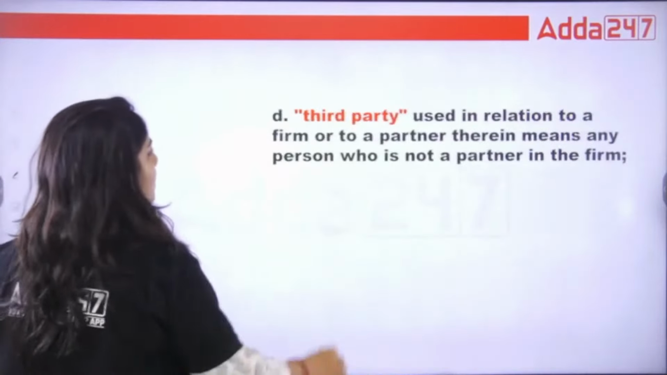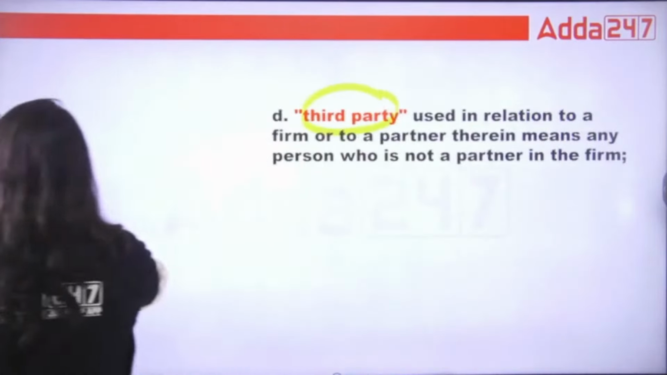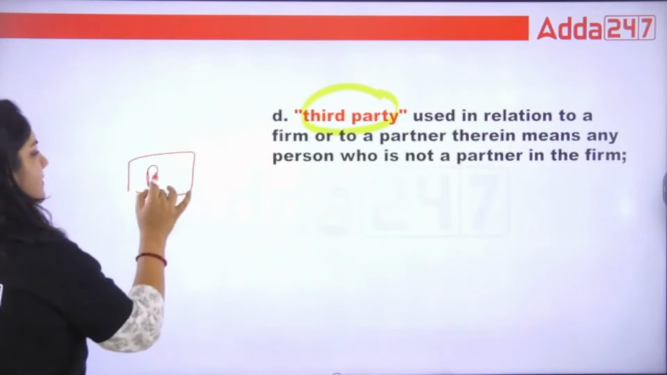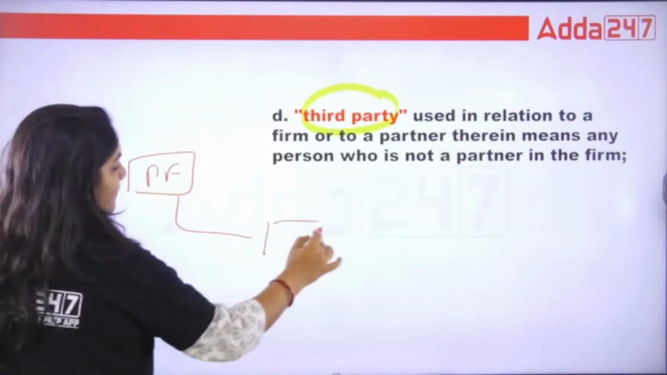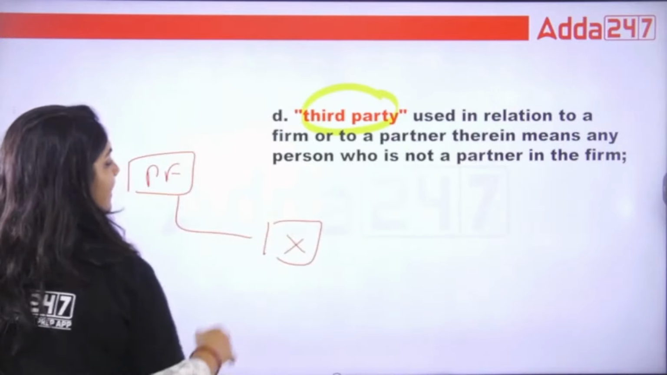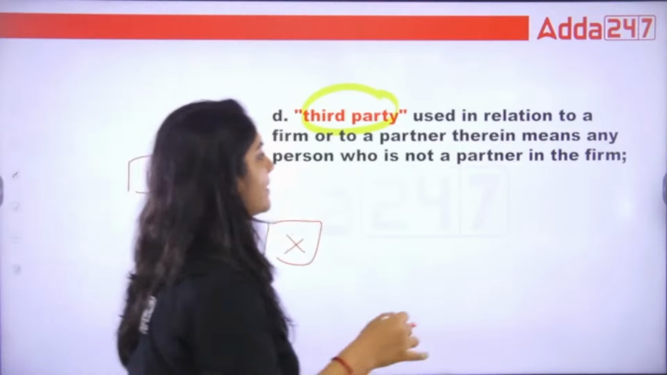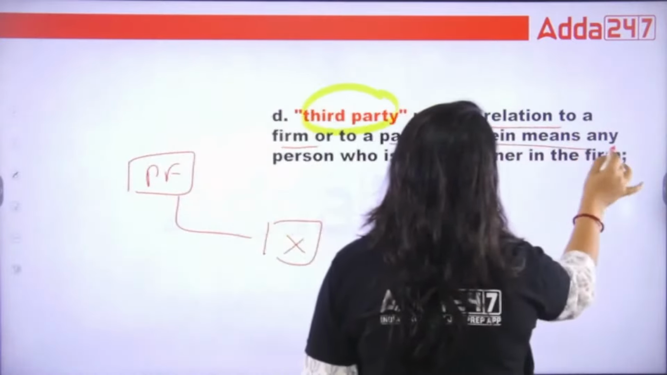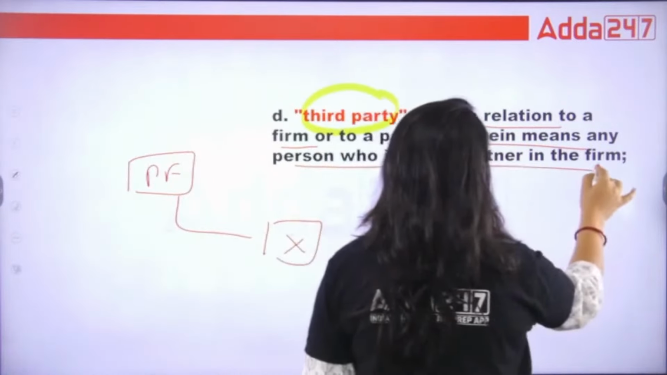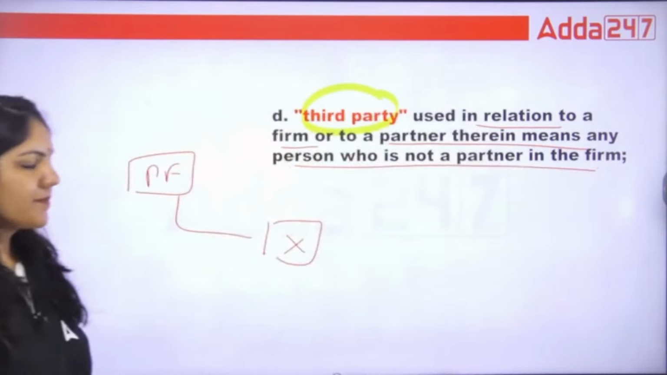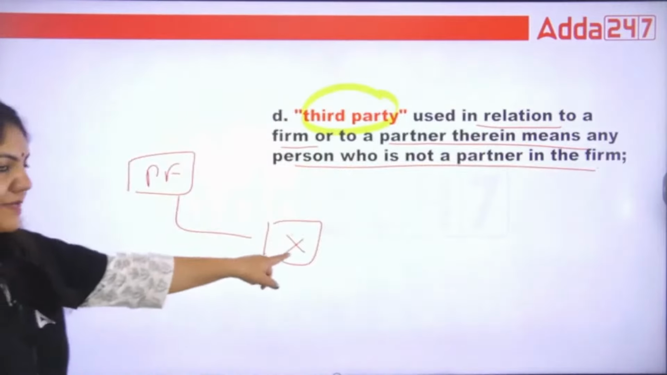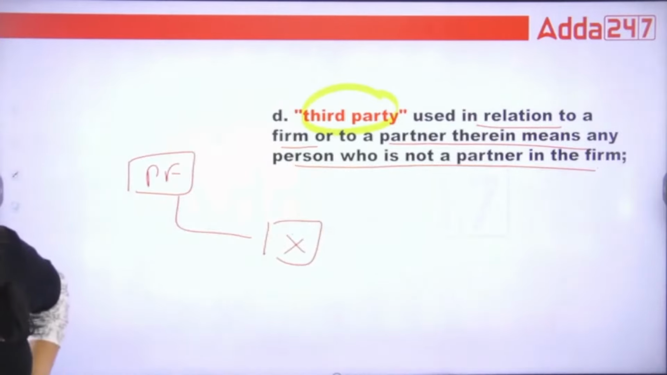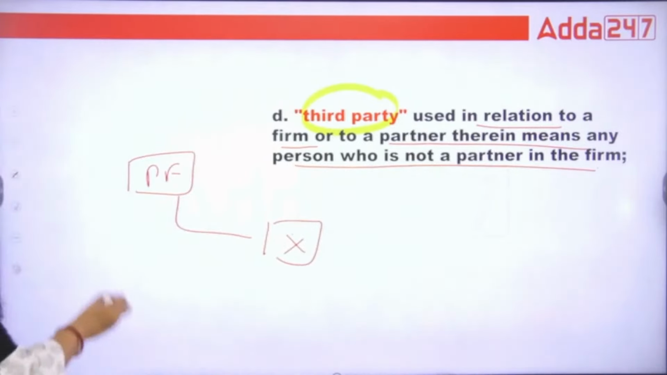Now, what is third party? Suppose a partnership firm is there and they do business with that party X. So this X is called a third party. The term third party, used in relation to a firm or to the partners therein, means any person who is not a partner in the firm. That's it. So the third party is not the partner. Got it?